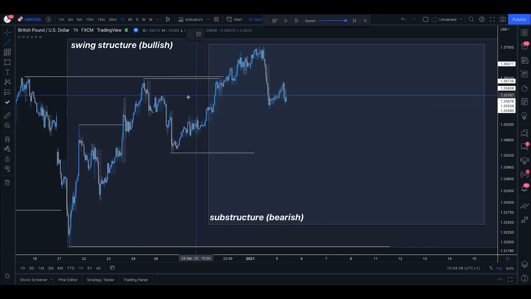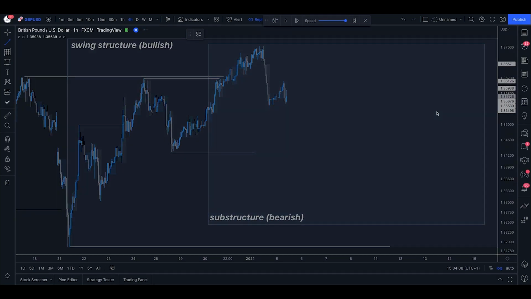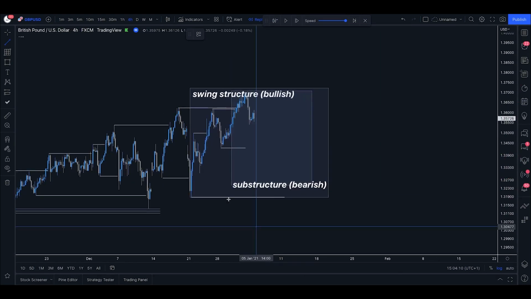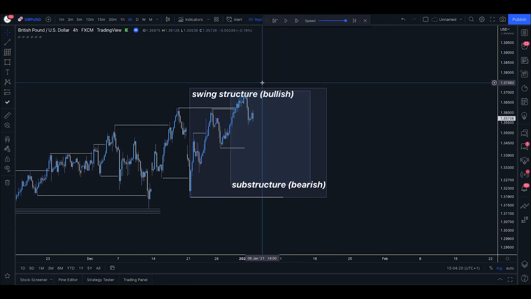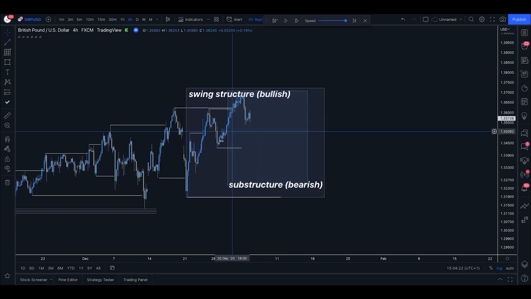Now, the options for us really here are, if we go to the 4 hour real quick, we are either going to react from this area here and push up, we will react from this area here and push up, or we'll react from this area here and push up. Now, whichever one of these happens, the market will essentially still be bullish because the swing structure suggests that the market is still bullish. Until we break this point, we can't really shift entirely bearish.